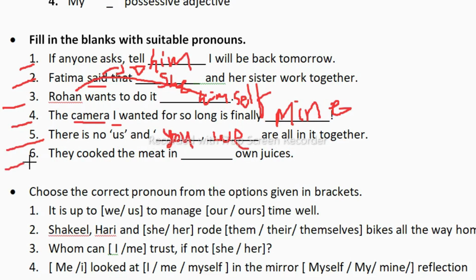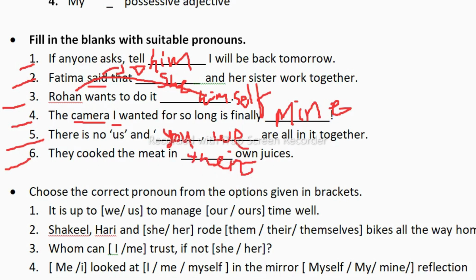Now let's move to the sixth one. They cook the meat in dash own juices. So what do we have to write here? In dash own juices. Own juices. So before own juices, we have to show the possessive adjective: in their own juices. So possessive adjective we have to show here. They cook the meat in their own juices.